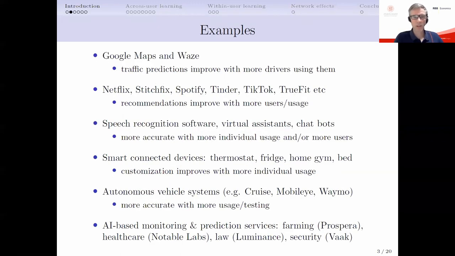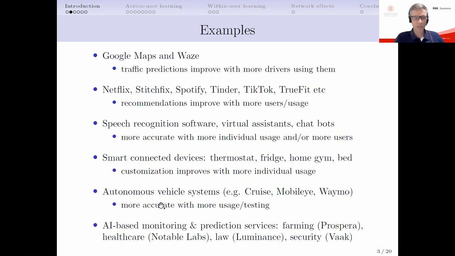So here are some examples. I've already mentioned Google Maps. There's a whole range of applications with recommendation systems, where the services are getting better as more consumers use them. Similarly with speech recognition or object recognition, things like autonomous vehicle systems and facial recognition. All these developments are leading to a whole mass of new products that utilize this data-enabled learning. At the bottom there, I've given examples across different sectors. Basically, what we're seeing in startups these days is that data-enabled learning is prevalent across every sector.